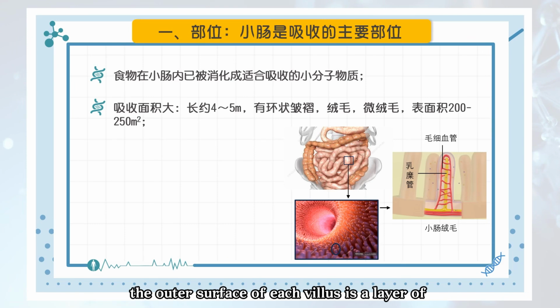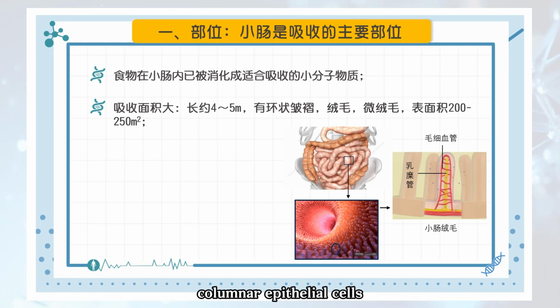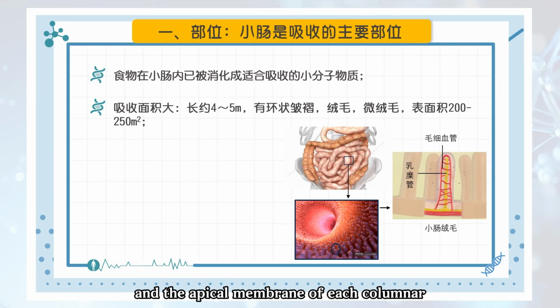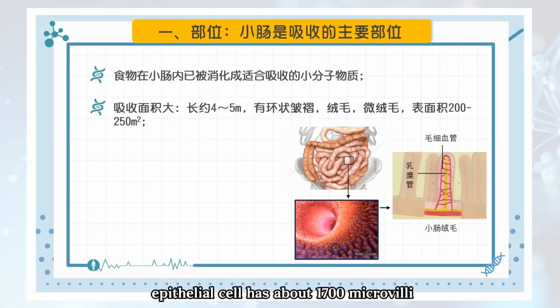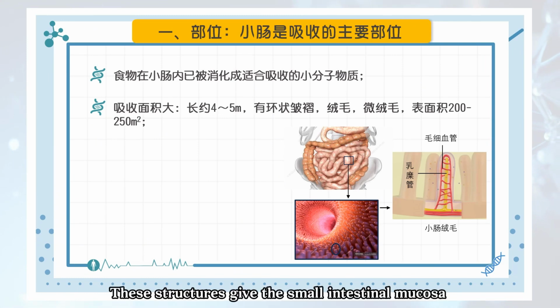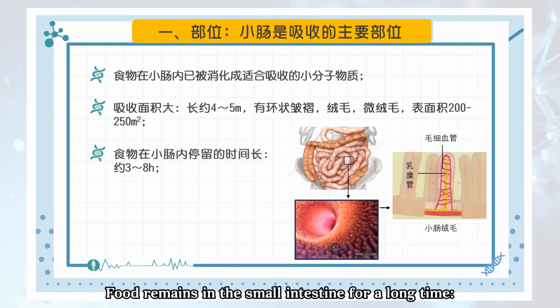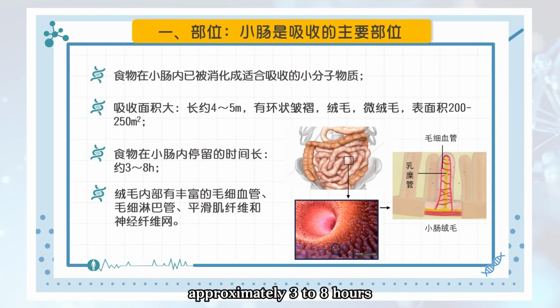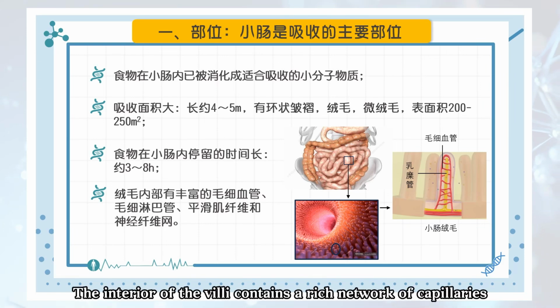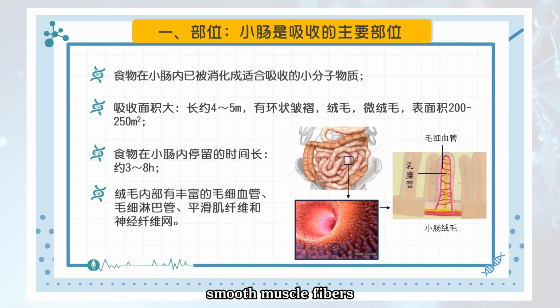The outer surface of each villus is a layer of columnar epithelial cells, and the apical membrane of each columnar epithelial cell has about 1,700 microvilli. These structures give the small intestinal mucosa a surface area of 200 to 250 square meters. 3. Food remains in the small intestine for a long time, approximately 3 to 8 hours. 4. The interior of the villi contains a rich network of capillaries, lymphatic lacteals, smooth muscle fibers, and nerve fibers.